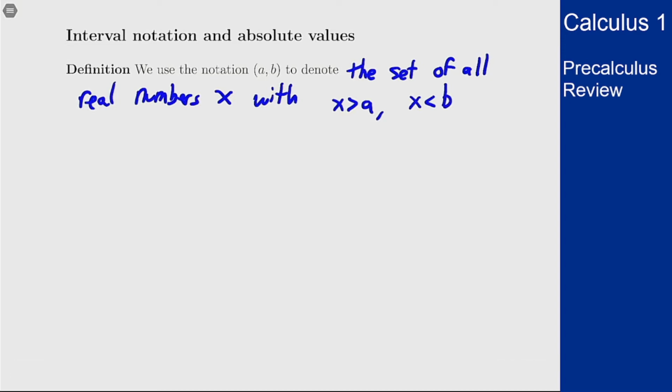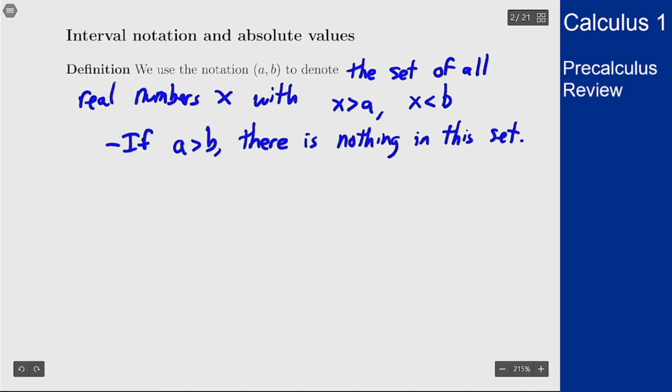So these here are strict inequalities, as in a, the number a, is not in this set, and neither is b. Now if a is bigger than b, then there's no real numbers in this set, so this set is empty, or means there's no real numbers, nothing in it. And that's fine, it's not really useful, but it's fine.